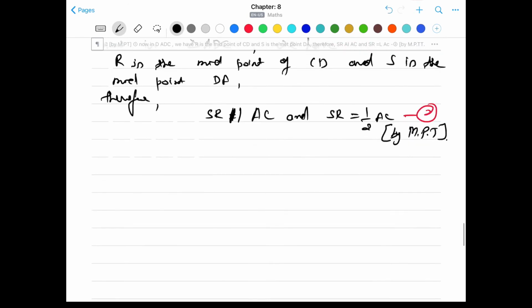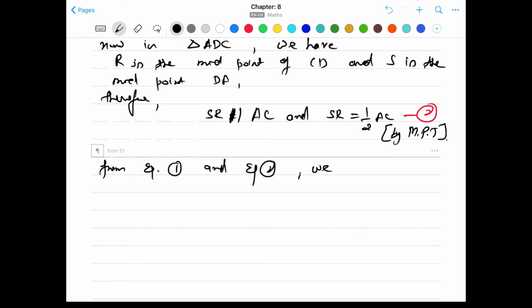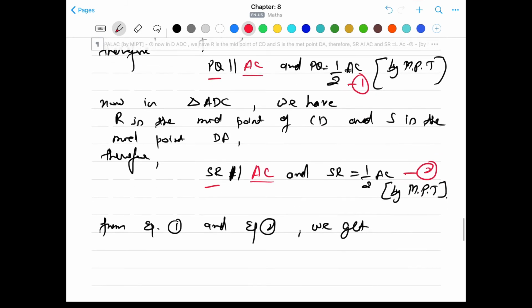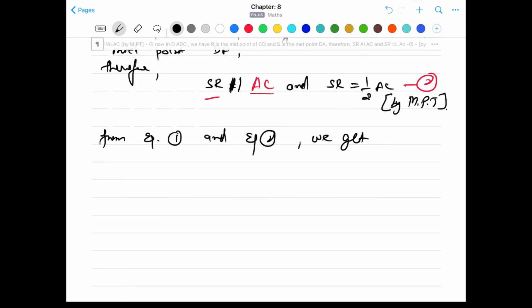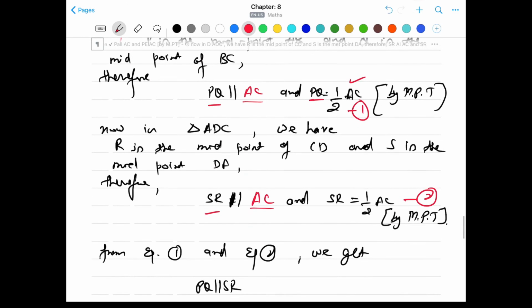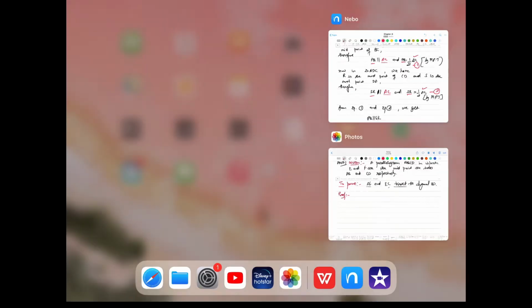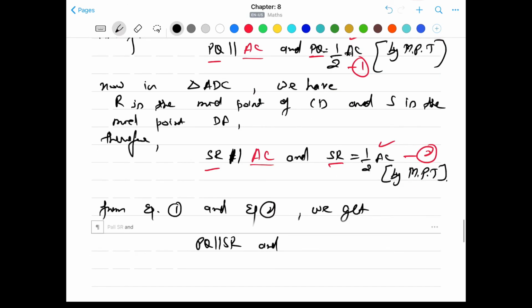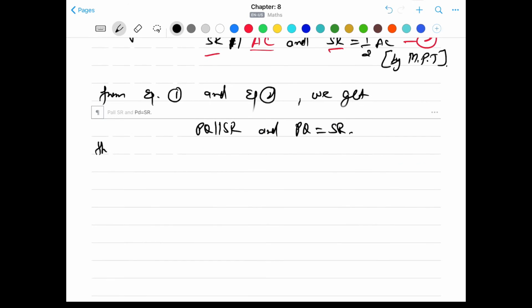Okay, so from equation 1 and equation 2 we get that PQ is parallel to AC and similarly SR is parallel to AC. That means both are parallel to AC, so they are also parallel to each other. So we get PQ is parallel to SR. In a similar way, PQ is equal to half of AC and SR is equal to half of AC. That means both are also equal because they are equal to the same thing. That means PQ is equal to SR, and this implies PQRS is a parallelogram.